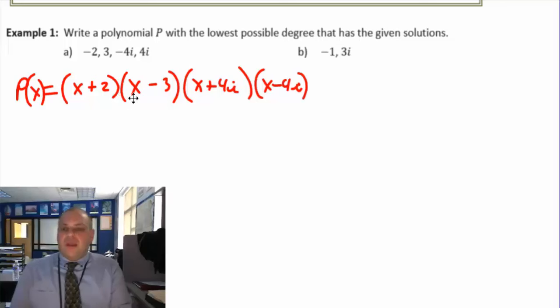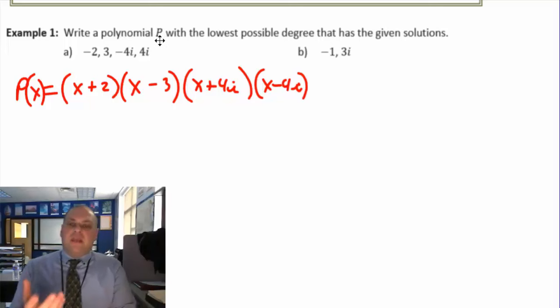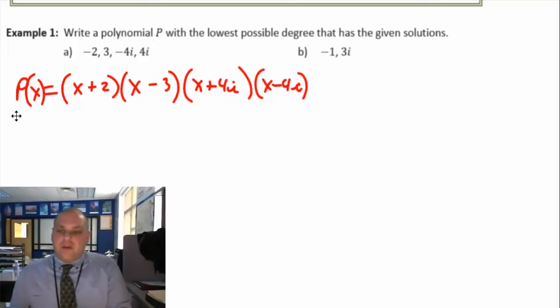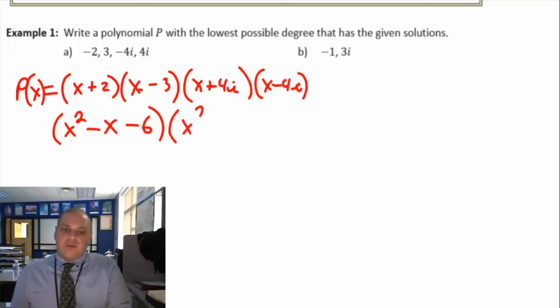All right, so what I can do now, technically, to write a polynomial, it needs to be in standard form. So we want to write this in standard form. Well, we're just going to have to multiply it out then. So I can multiply these two right here easily. X squared minus x minus 6. That's easy. And then here, x squared, and then we practiced this in exercise 1, right? 4i times negative 4i, negative 16i squared, that's going to be plus 16.